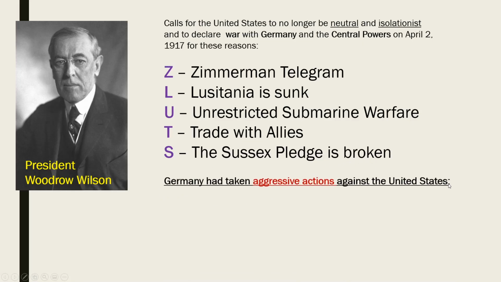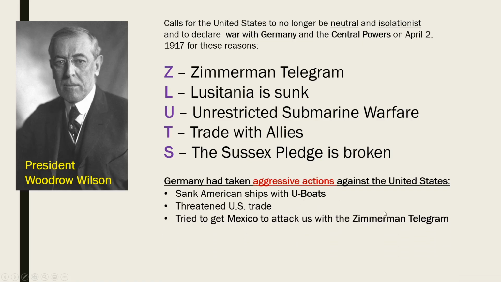In short, the Germans had taken aggressive actions against us. They sank American ships with U-boats, they threatened U.S. trade, and they tried to get an ally of the United States, Mexico, to attack us with the Zimmermann telegram.